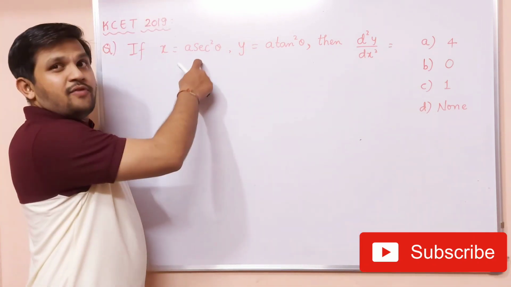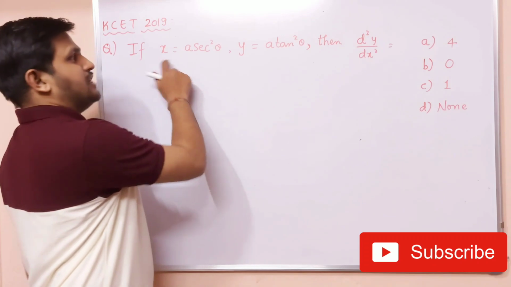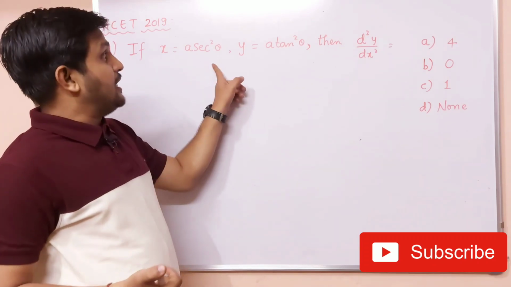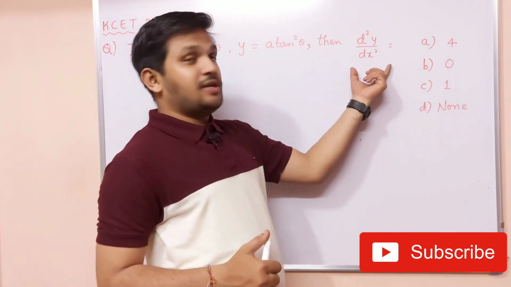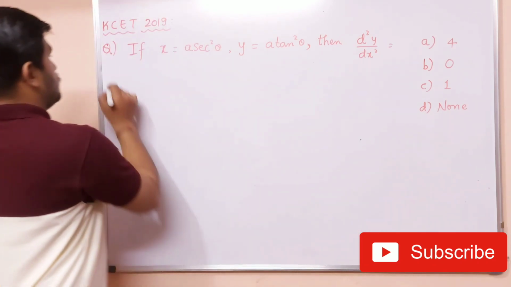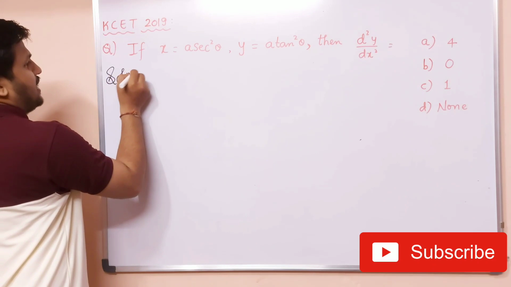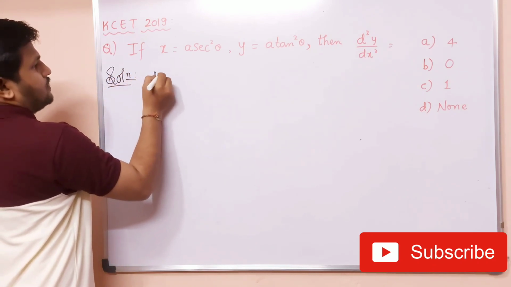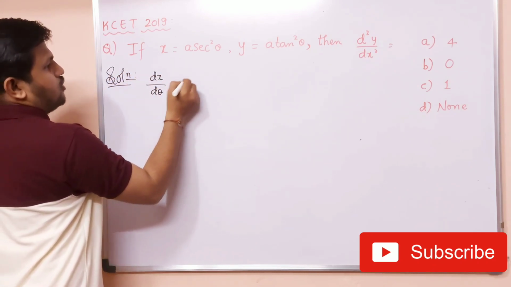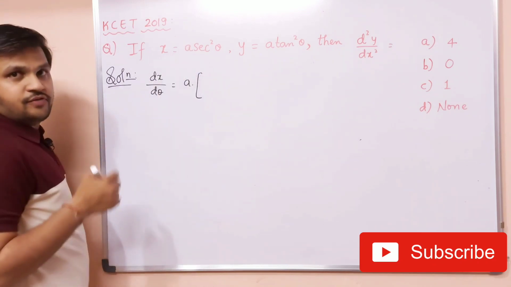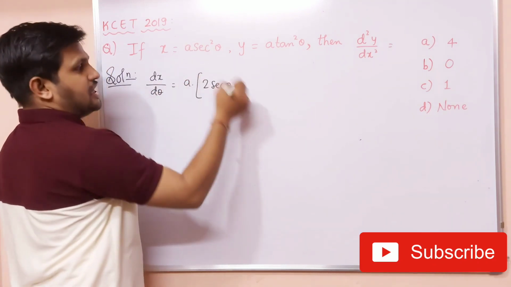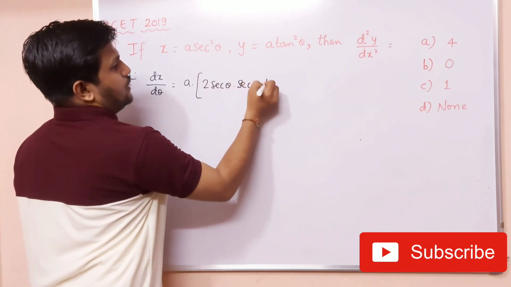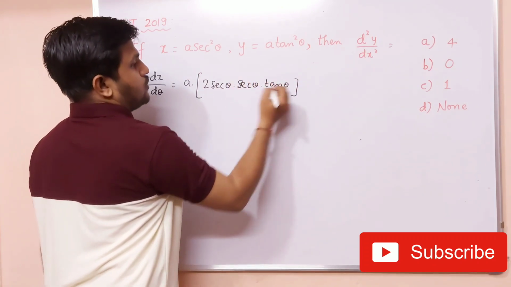So this is derivative of a function in parametric form, because x is expressed with respect to theta, y is also expressed with respect to theta, and we need to find the second order derivative. So quickly let us find dx by d theta. It will not take much time. Look here, what is the derivative of secant square theta? 2 secant theta, and the derivative of secant theta is secant theta into tan theta.